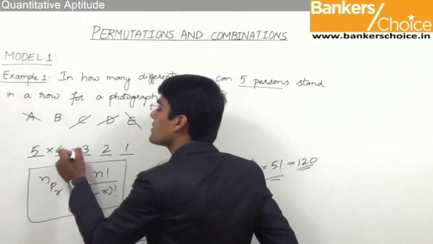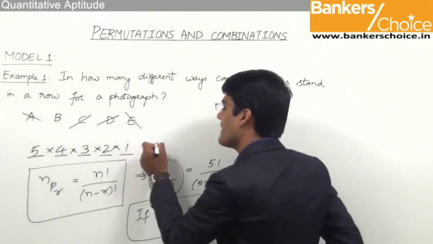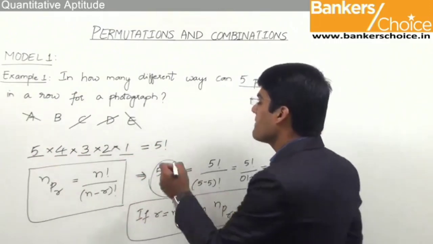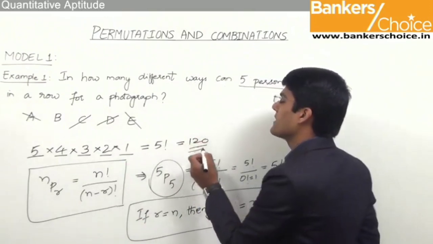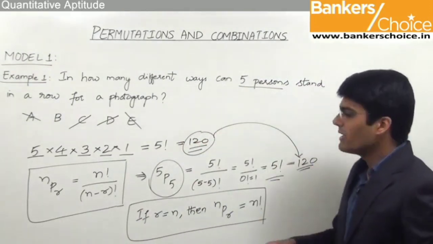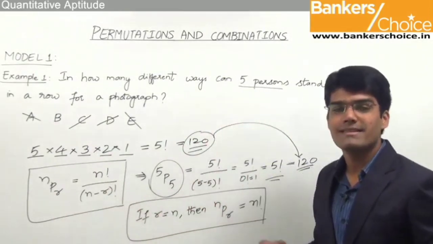So this altogether comes out to be 5 into 4 into 3 into 2 into 1, which is nothing but 5 factorial. Why? Because this is the product of the first 5 natural numbers. And 5 factorial is equal to 120. So as you can observe, that is the answer that we have got with the help of the formula. So whether we use the formula nPr or we go by this principle of multiplication, we get the same answer.